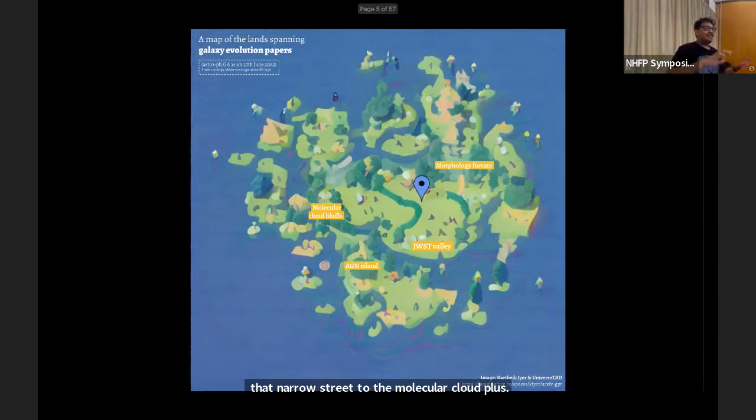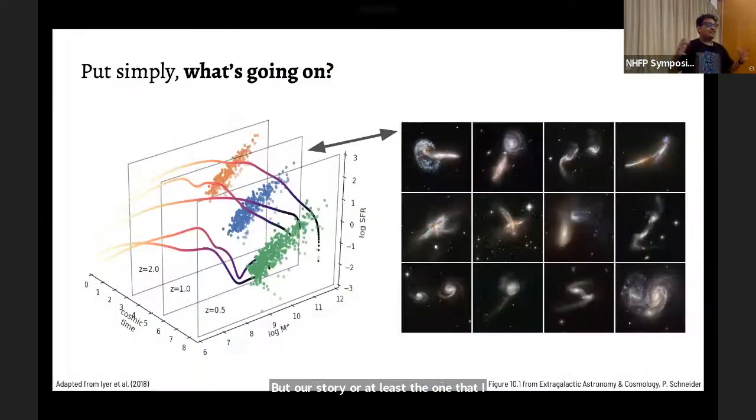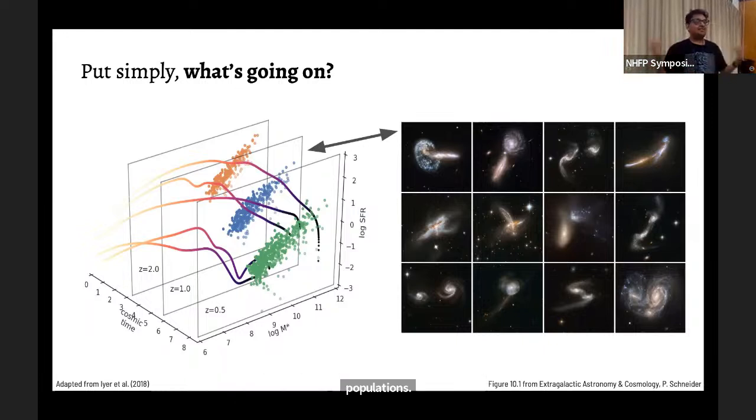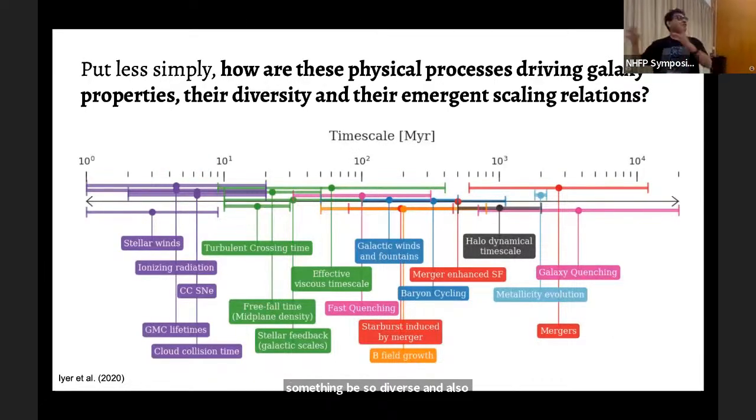But our story, or at least the one that I want to tell today, starts somewhere below the morphology forests, where people spend a lot of time thinking about what's going on when it comes to galaxies. So this is a sort of "why are galaxies" slide, in the sense that there's a strange dichotomy: when you measure almost any physical property, you find this incredible diversity amongst galaxy populations. But then when you look at ensembles of galaxies, you see them follow these very standard scaling relations across many, many different properties. So there's this apparent contradiction: how can something be so diverse and also follow all of these emergent laws?